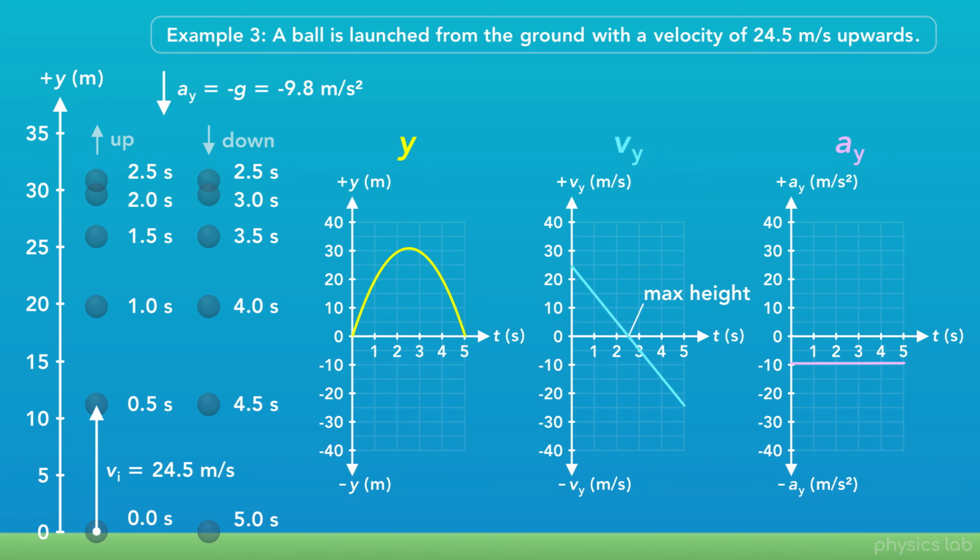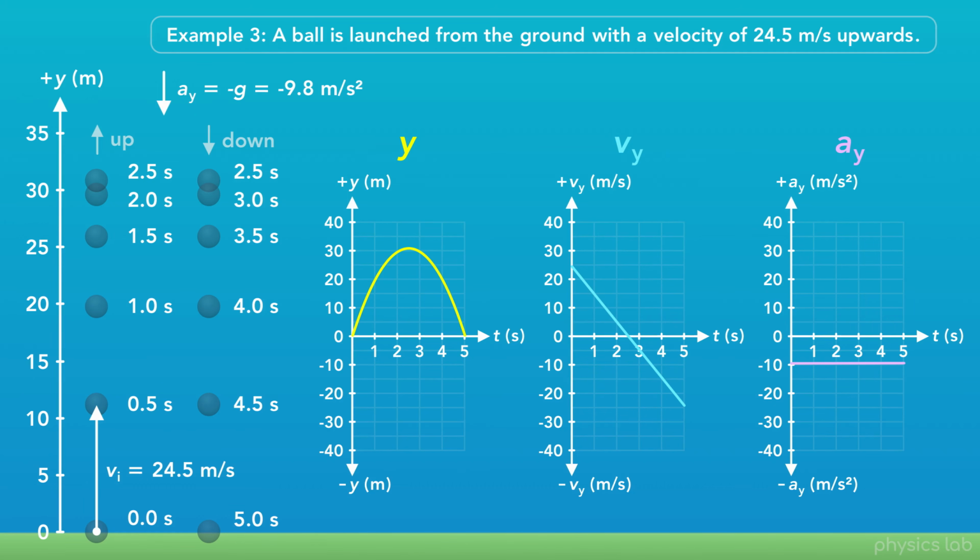This velocity graph is a good way to see how gravity is actually affecting the motion. The slope of the velocity graph is the acceleration, and the slope is the same when the velocity is positive or negative. Gravity isn't acting differently when the ball is moving up or moving down. It just changes the velocity by negative 9.8 meters per second every second, regardless of the direction.